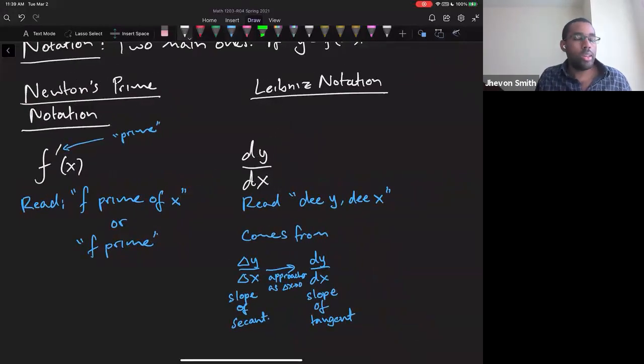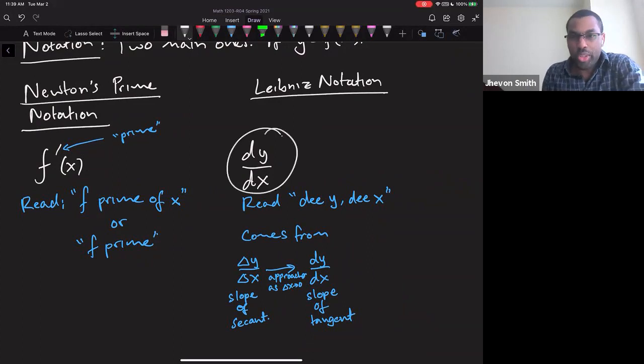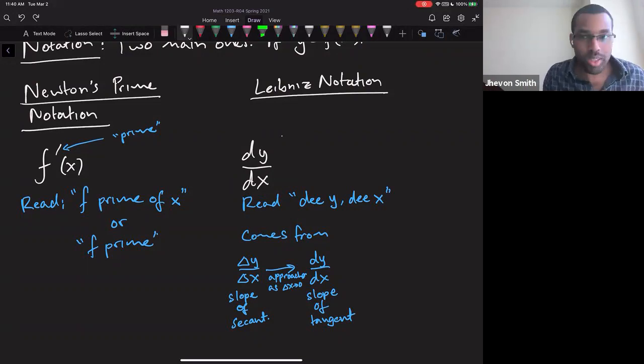Both of these are used pretty commonly. For the most part, I will be using Newton's prime notation, not because it's better, because it's actually not. The Leibniz notation is actually way more useful. It turns out that this notation, you can actually kind of treat it like a fraction itself. You could separate the dy and dx's and actually figure out a lot of problems that way. So it's actually a much more functional, pardon the pun, maneuverable notation. But for the most part, I'll be writing the Newton's prime notation because it's just easier to write down, and that's literally the only reason why I'm going to use that most of the time.